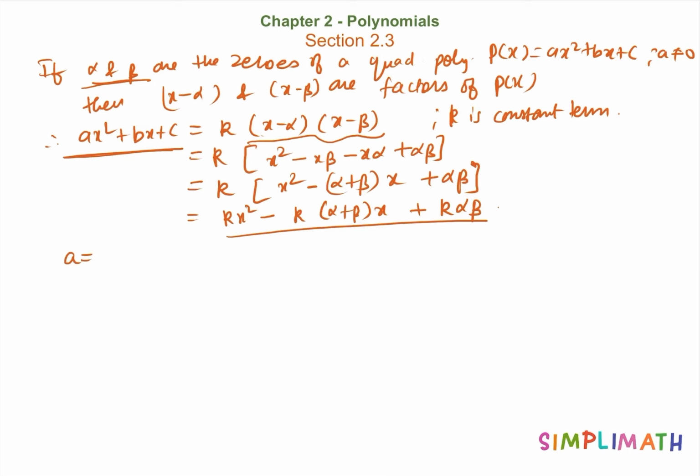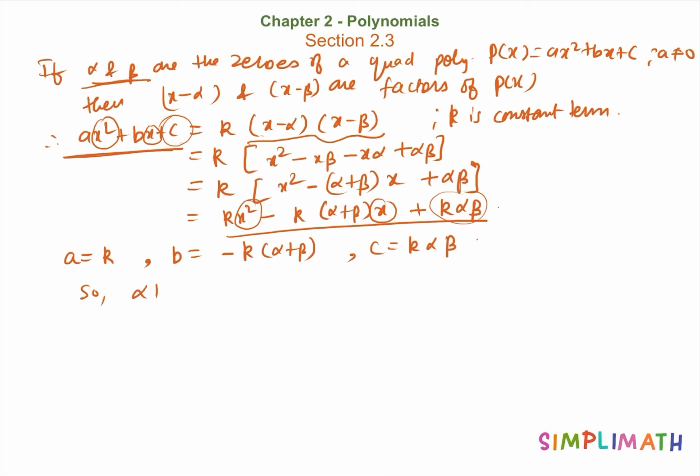We get a equals to k, if we compare the coefficient of x square. Let's compare the coefficient of x. We get b equals to minus k times alpha plus beta, right? And if we compare the constant term, we get c equals to k alpha beta.